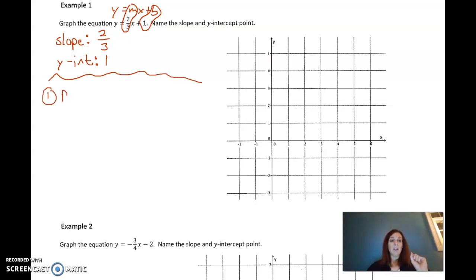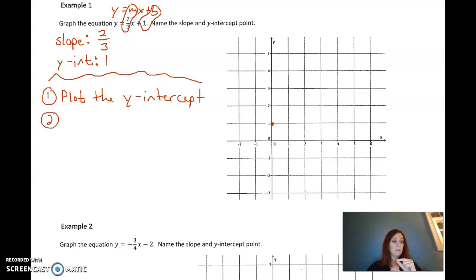Step number 1, you plot the y-intercept. So my y-intercept here is 1. So I'm going to go to my y-axis, because it's a y-intercept, at 1, and I'm going to put a dot.